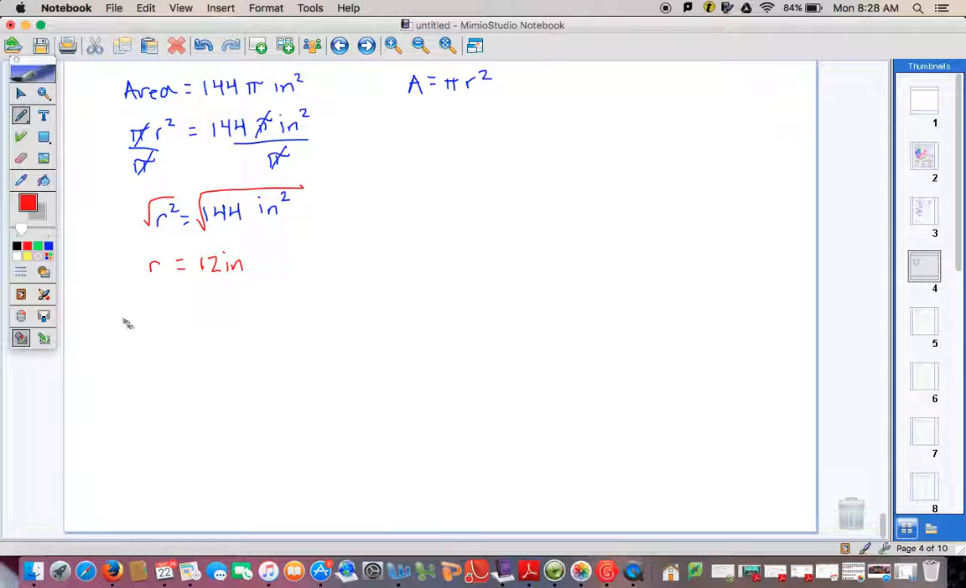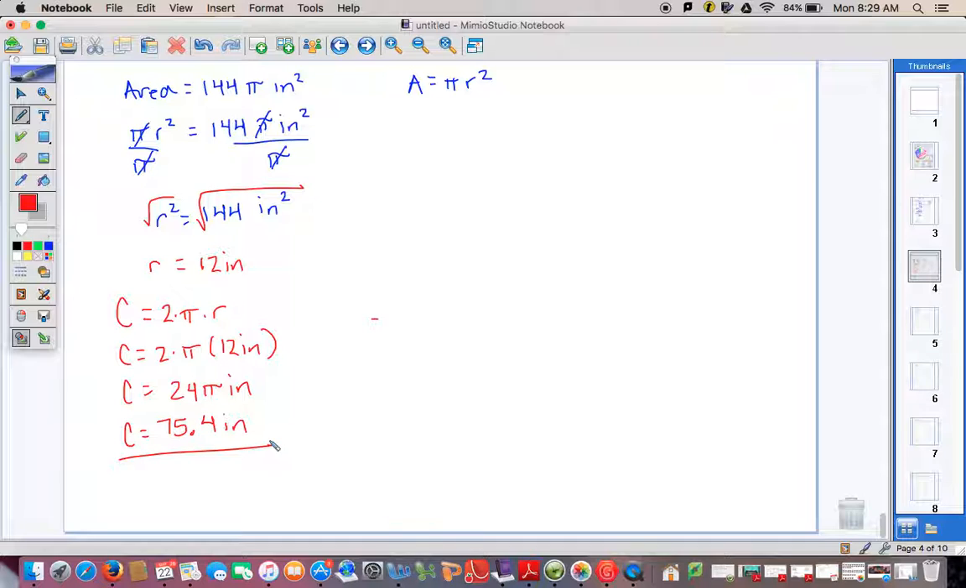Now that we have the radius, we can substitute it into our circumference formula, which is circumference is equal to 2 times pi times the radius. So the circumference is 2 times pi times 12 inches. That would be 24 pi inches. And if it's asking you to use your calculator's pi button, you would say 24 times pi, which is 75.4 inches. So that would be the circumference.